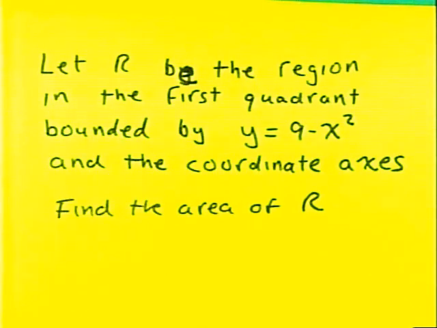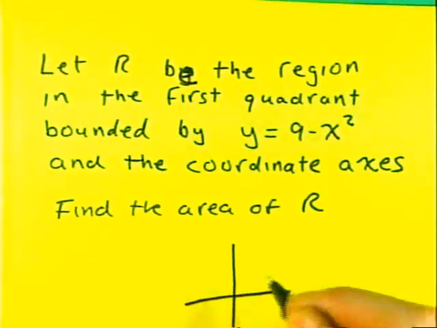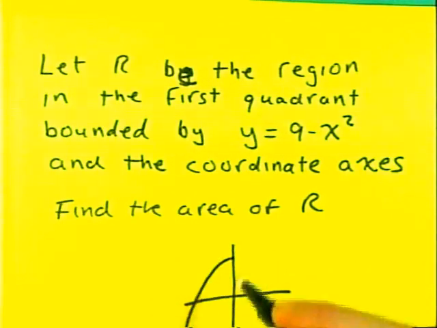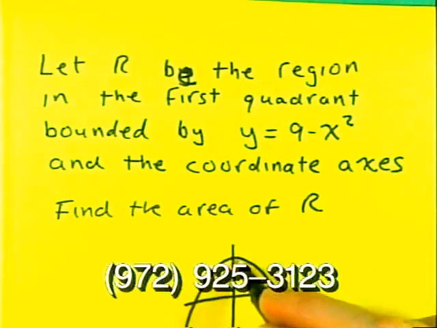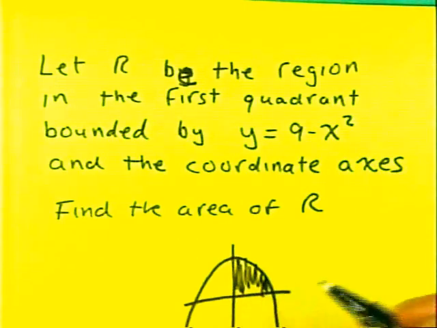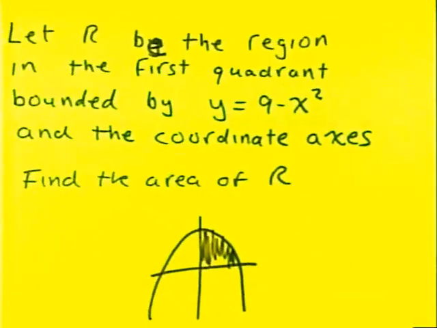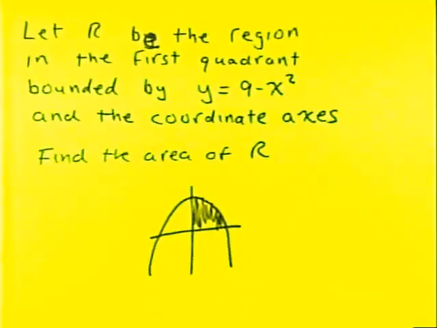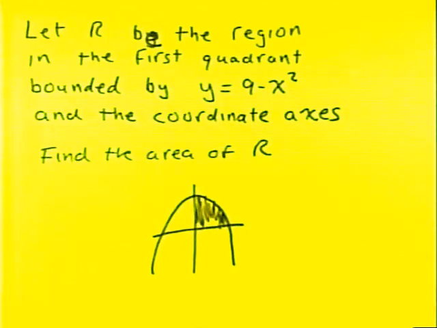Draw an x and y axis. It's a parabola, that's right. So it's going to look like this, right? So what we want is this region in here. When I think about area, what calculus term do I think about? It's from 0 to 3. Hey, Ann, that is excellent. How do you know it's from 0 to 3?